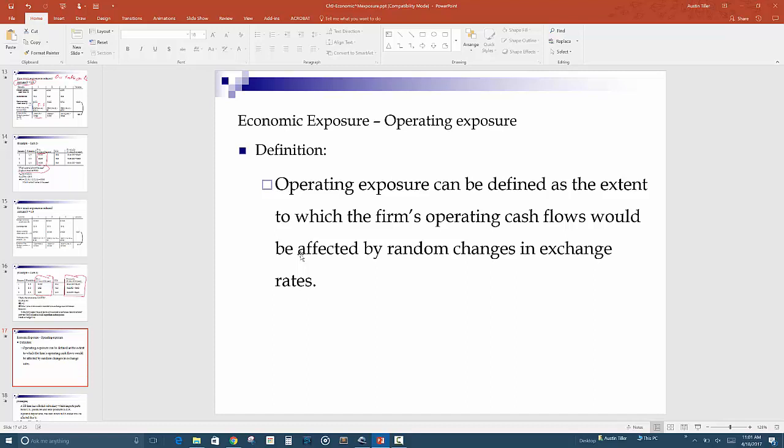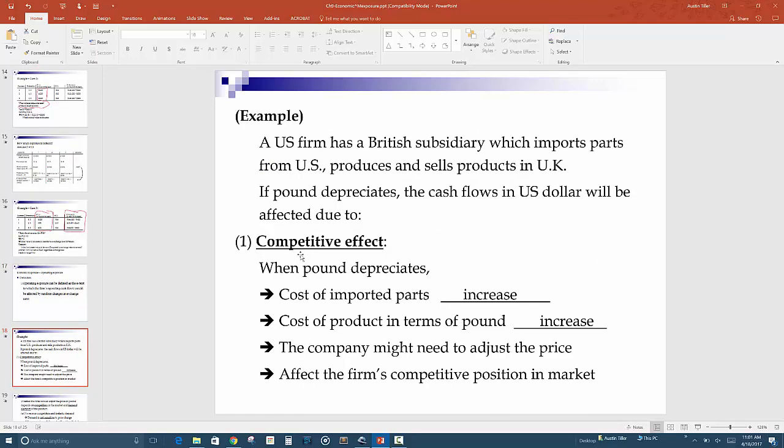So part of the production cost is in US dollars. They produce and sell products in the UK, so their earnings are in pounds also. So production cost is in pounds, but part of it is in US dollars. Now earnings are in pounds. If the pound depreciates, the cash flow in US dollars will be affected due to number 1, the competitive effect. How will this UK subsidiary's cash flow be affected when the pound depreciates? Will the UK subsidiary's pound cash flow be affected when the pound depreciates?